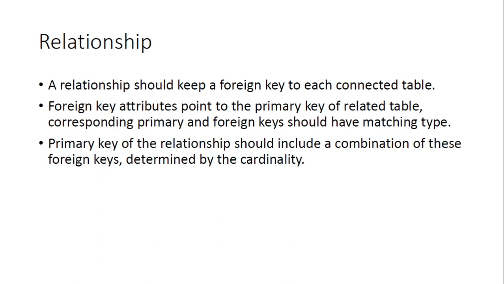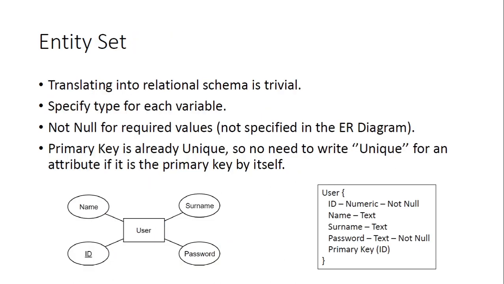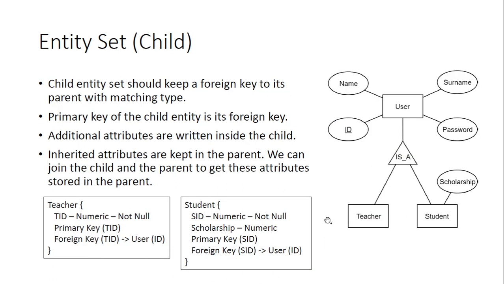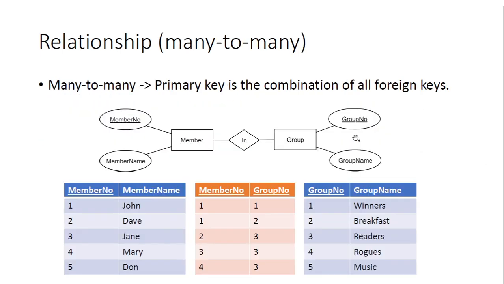And to determine cardinality, we are going to decide how to assign the primary key of the relationship. So for the entity sets, the primary key is already written in the ER diagram. For the child entities, it is going to inherit from the parent entity. Again, it's kind of decided. But for the relationships, the cardinality is going to decide how we assign the primary key. So starting with the many-to-many relationships.